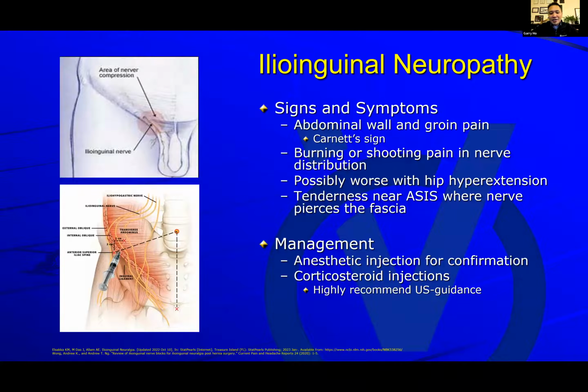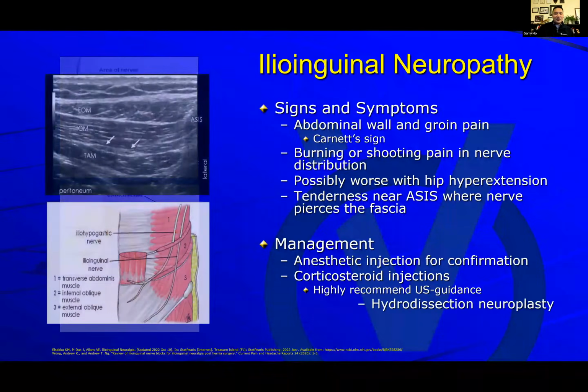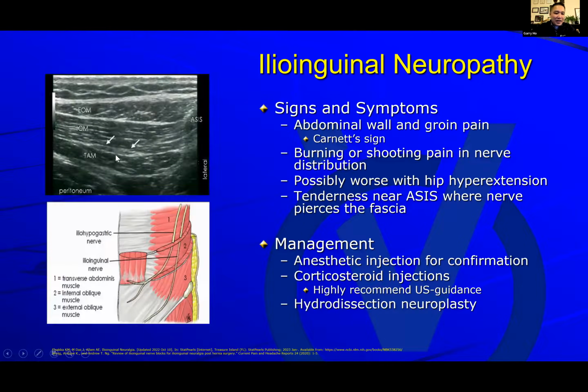Treatment, there aren't a whole lot of nerve glides you could do for this, but certainly medications, topical medications, if people are wanting to start really conservatively, but injections can be particularly helpful. And of course, we highly recommend to do that under ultrasound. And this is what it might look like.